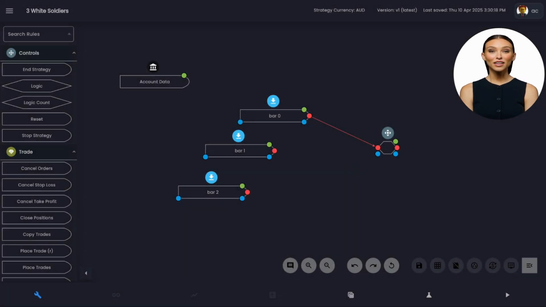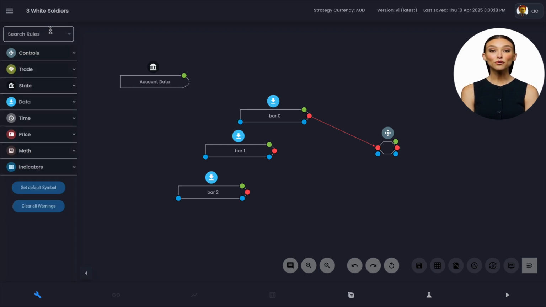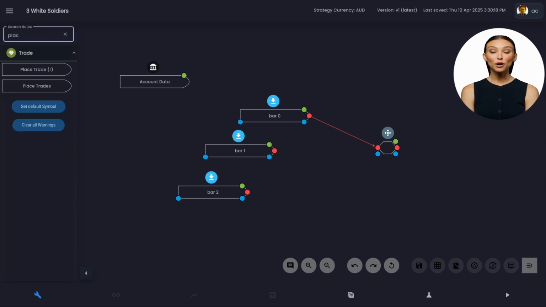Now that we've identified a trading signal we would like to trade, the next step is to place a trade based on that signal. To do this, we'll use a place trade rule. There are two rules that can place trades. One for placing single trades and managing the risk, and another for placing multiple trades simultaneously, which we'll explore in a later video. For now, let's use the basic place trade with risk rule.